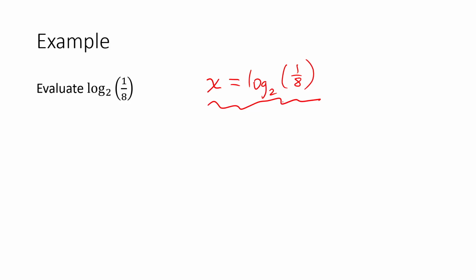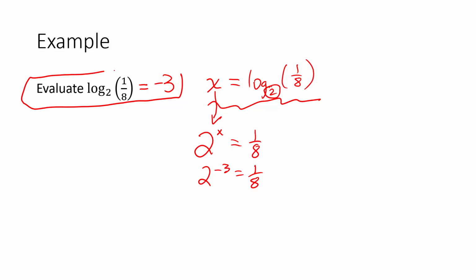To say x equals log base 2 of 1/8 would be the same as saying the base of the logarithm becomes the base of the exponent. 2 to the x is equal to 1/8. Now all we have to do is figure out what x would equal. We know 2 to the 3 equals 8, so by extension, 2 to the negative 3 is equal to 1/8. Therefore, the log base 2 of 1/8 is -3, and that is our final answer.